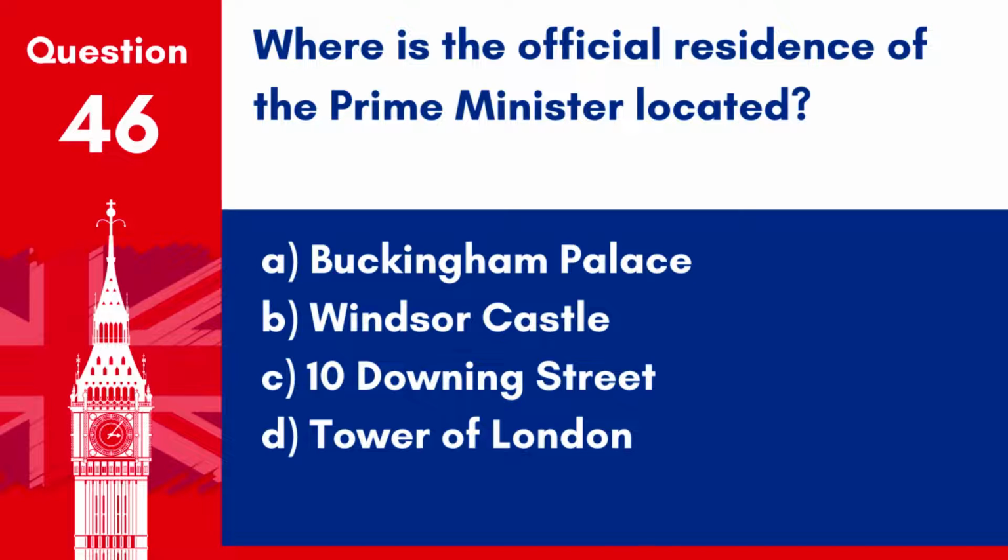A. Buckingham Palace. B. Windsor Castle. C. 10 Downing Street. D. Tower of London. Answer: C. 10 Downing Street. The official residence of the Prime Minister of the UK is located at 10 Downing Street in London.